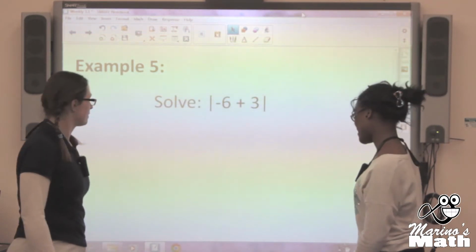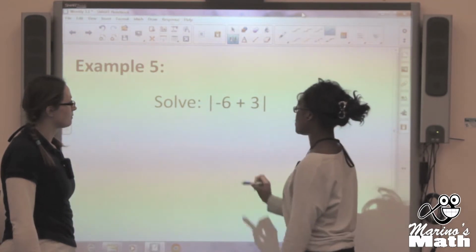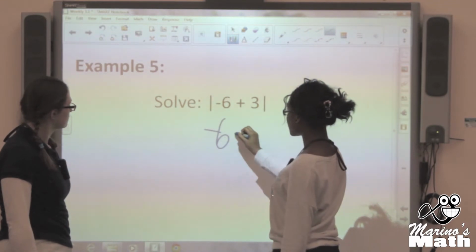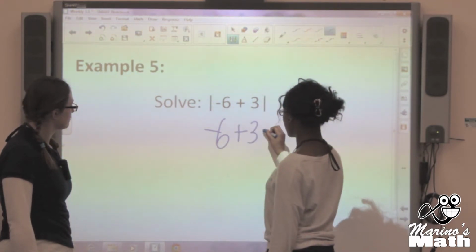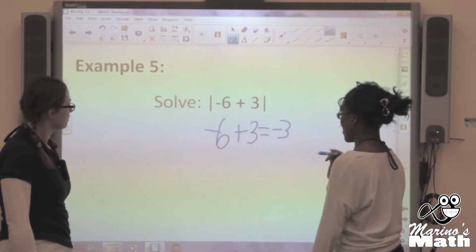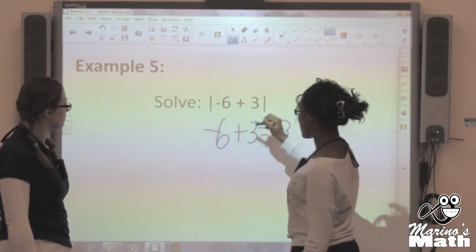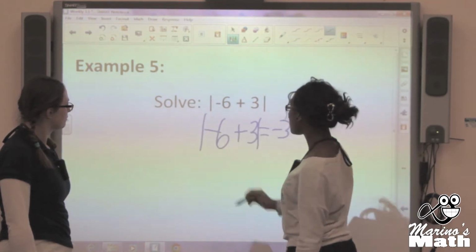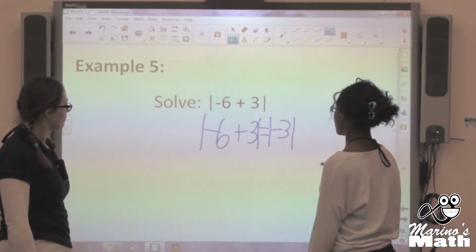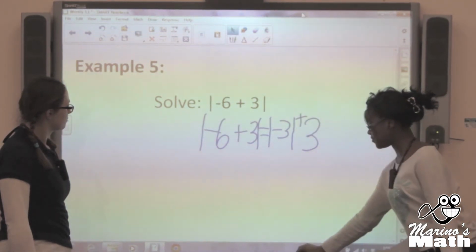Awesome! So here we have example 5, and it looks a little bit different because all our work is inside our absolute value signs now. Since our work is inside the absolute value, you have to do the work that's inside first. So -6 plus 3 equals -3, because when you add a negative and a positive, it equals a negative. Since we have absolute value, you put the lines around the answer in the equation, and it will equal +3. Awesome!